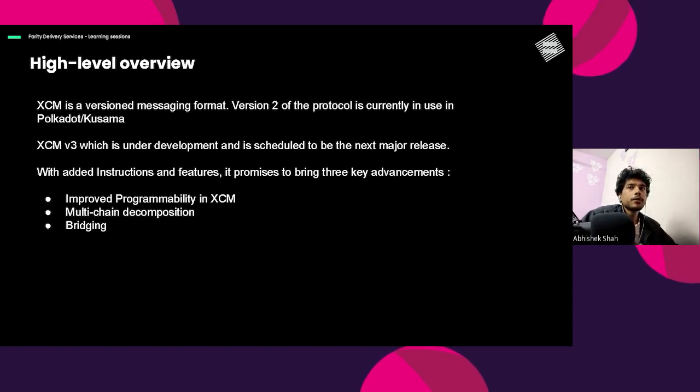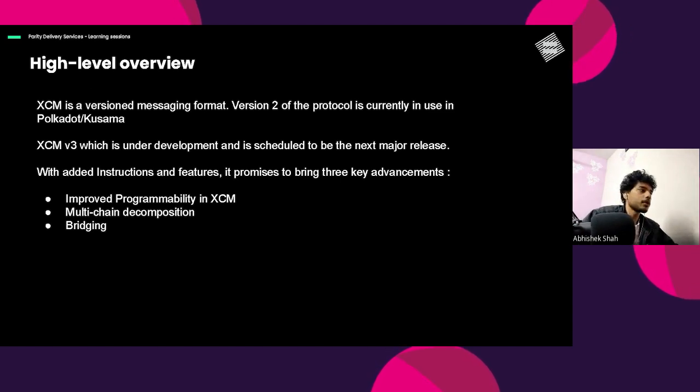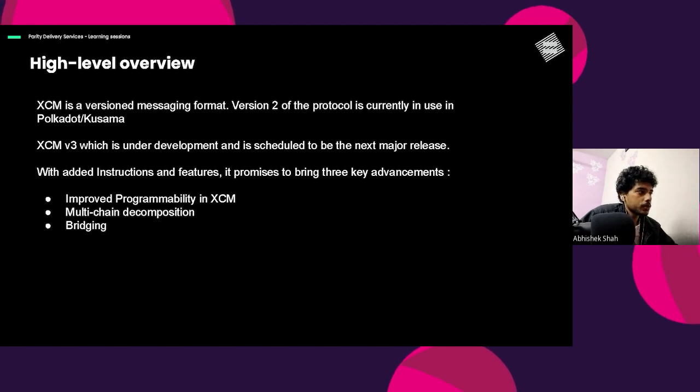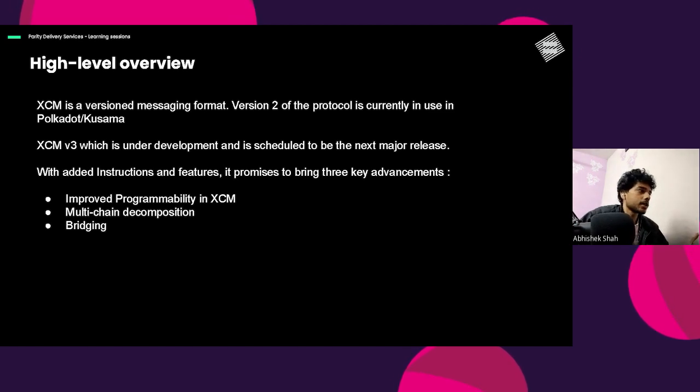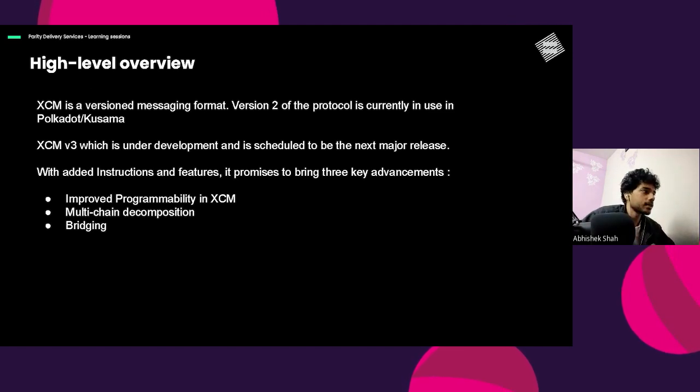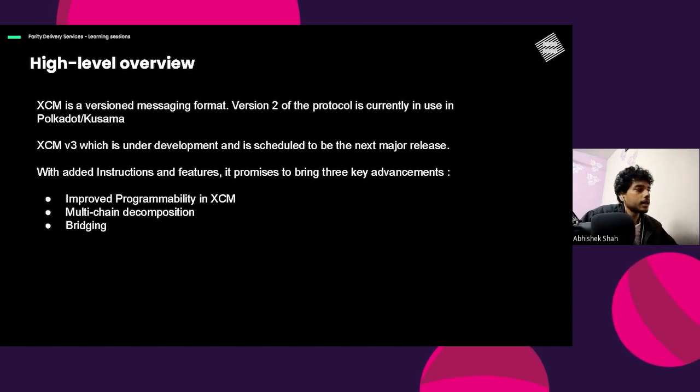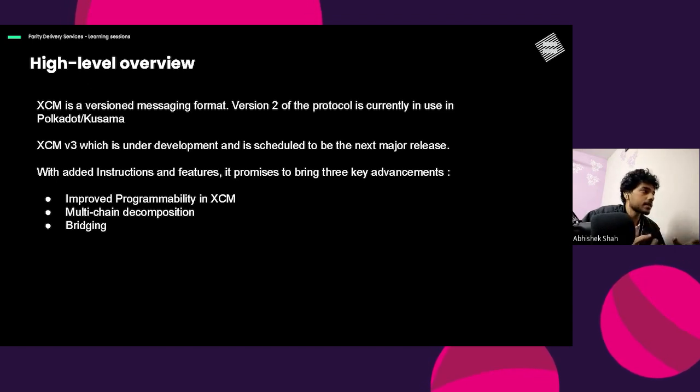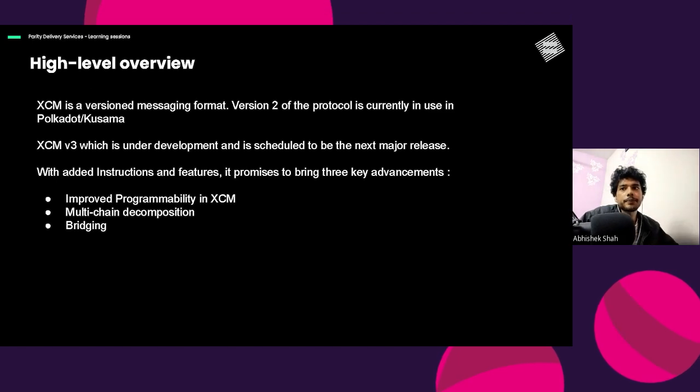The first is improved programmability. So what do I mean by improved programmability? As you might know, XCM is already a sort of programming language. XCM v3 wants to improve that by adding new instructions and features. So we can have something called expectations and branching. What are expectations and branching? Just like in a programming language, you have if else, this circumstance and that action, that circumstance and this action. Similarly, the destination chain can respond to various circumstances based on the new message format.